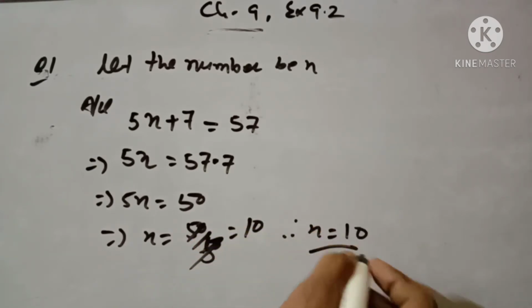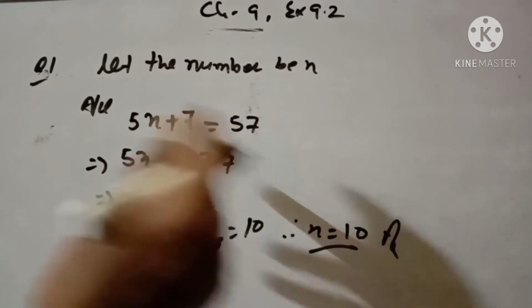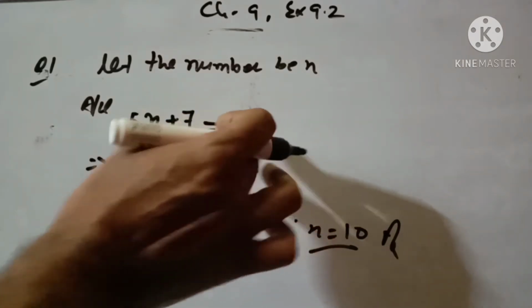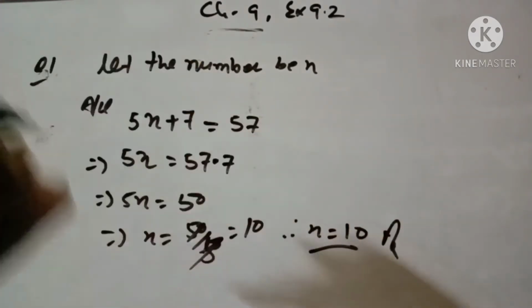Therefore the required number is 10, because 5 into 10 is 50, 50 plus 7, so the result is 57. This is our required number.